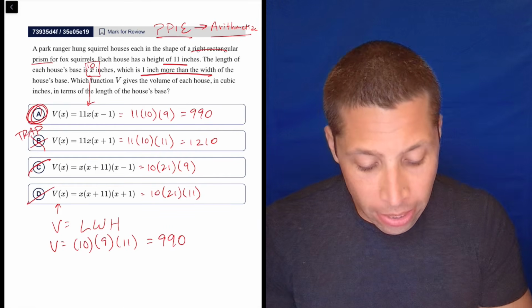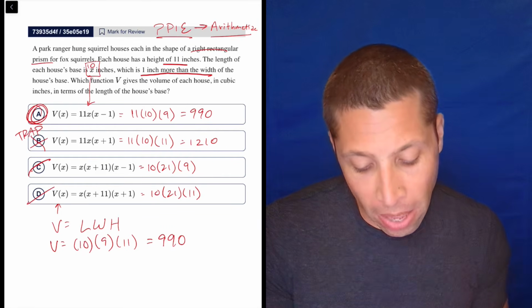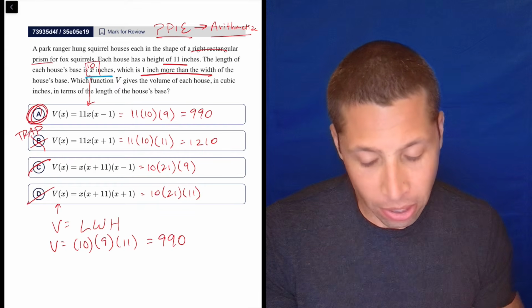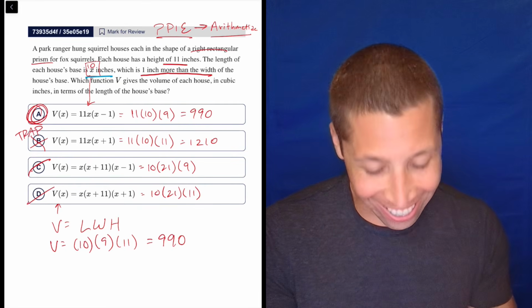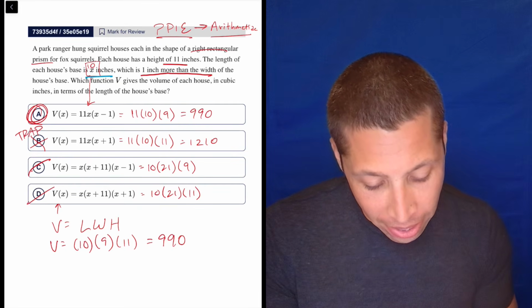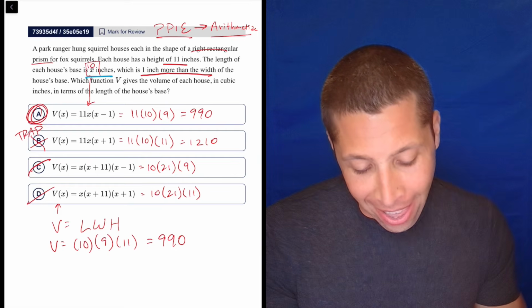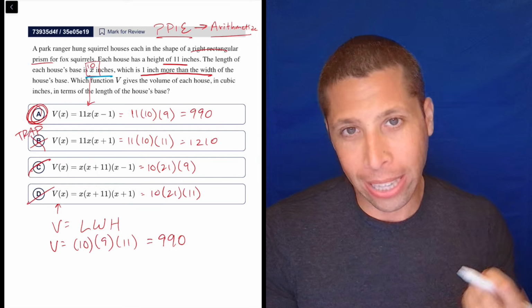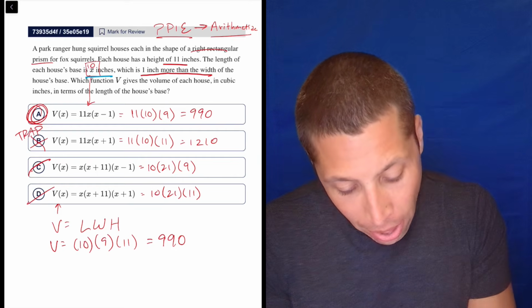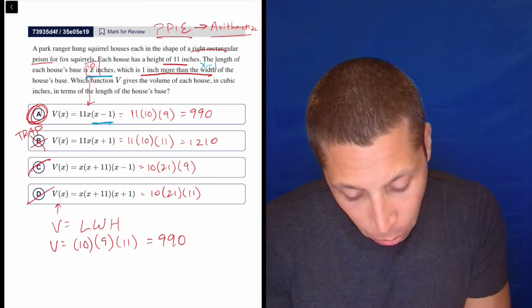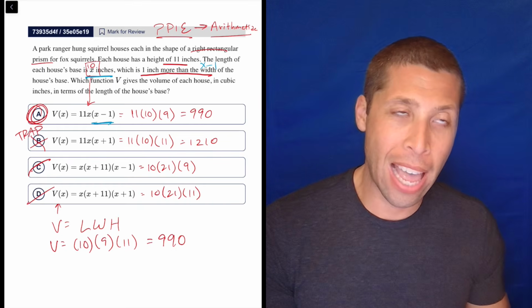And the reason it's maybe obvious that it's going to be A is if they make the length into x, then when they say the length is 1 inch more than the width, that means the width is 1 inch less than the length. So the width has to be x minus 1, which makes perfect sense with choice A.